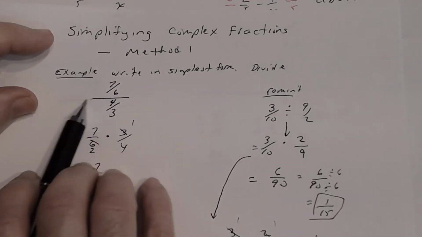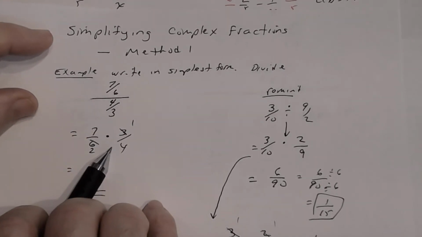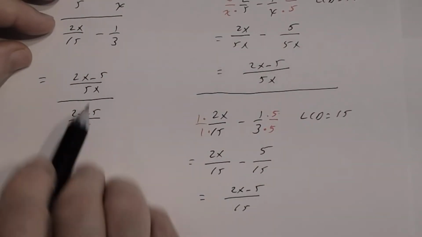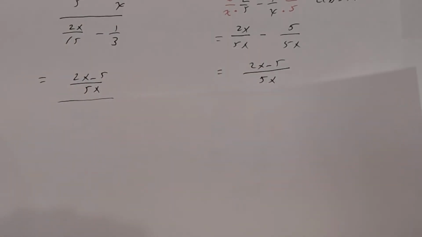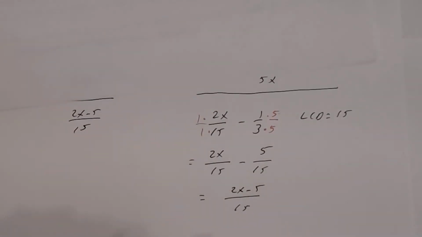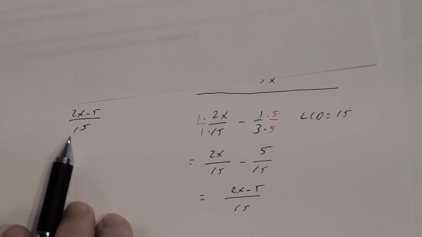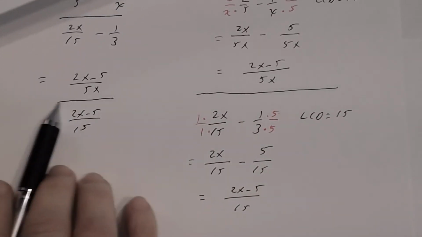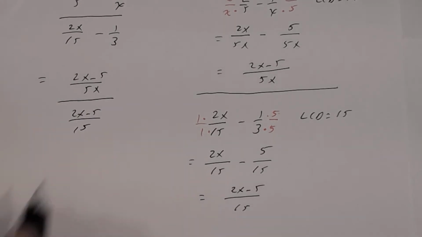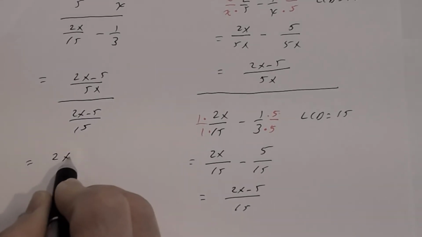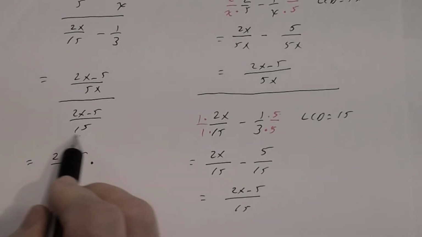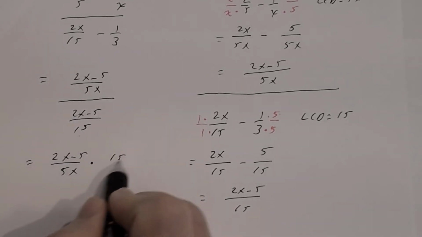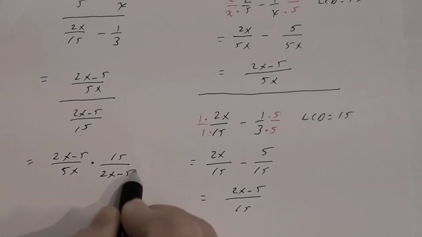So now you're going to change this division to multiplication. Same thing here. You have one fraction, you can see it, cover the denominator up. You have one fraction divided by one rational expression, one fraction. So now I'm going to change this to a division symbol. So that's going to be 2x minus 5 divided by 5x times the reciprocal of this. So 15 divided by 2x minus 5.